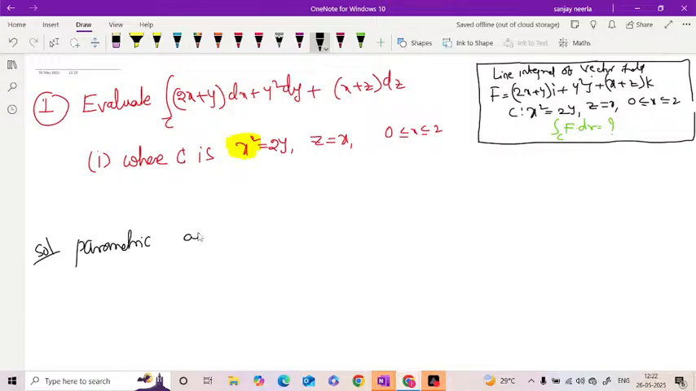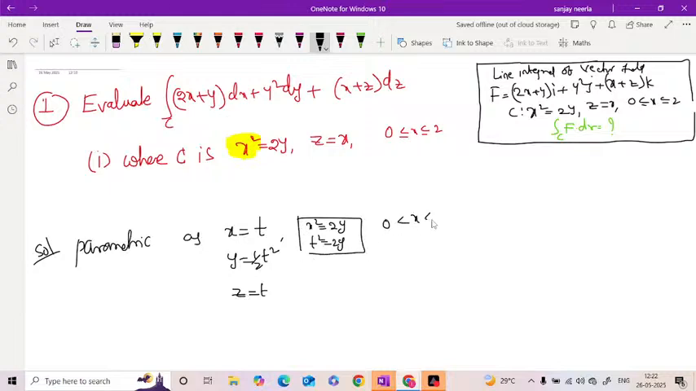So in the parametric form, x is equal to t. Then what is the y value? From x square equals 2y, after substituting, t square is equal to 2y, that means y is equal to 1 by 2 t square, and z is equal to t. It is clearly given x is between 0 to 2, so the t value is also 0 to 2. Now we have the total.